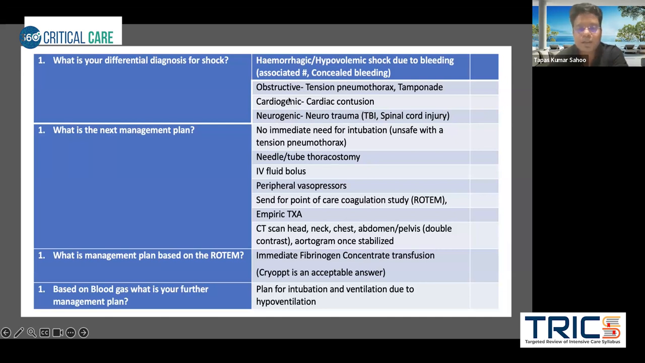So it right now falls into one of these types of shock. You have to mention all these 4 types, then you will get 1, 1, 1, 1.